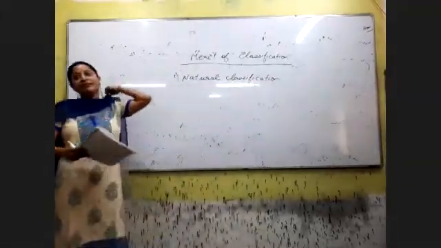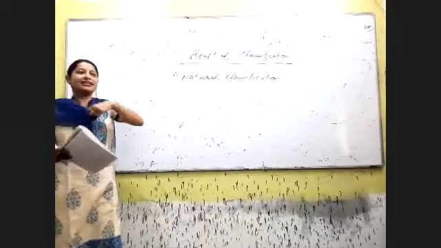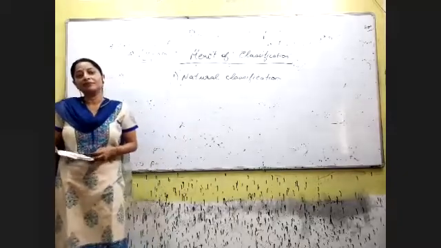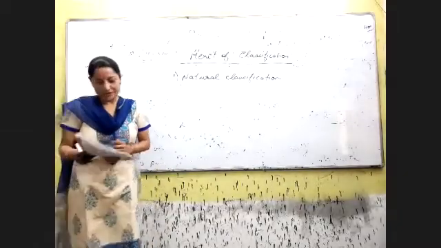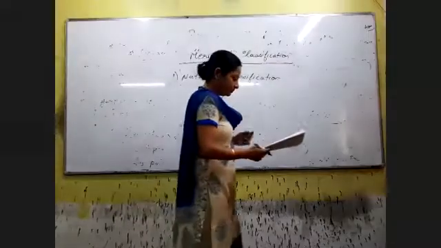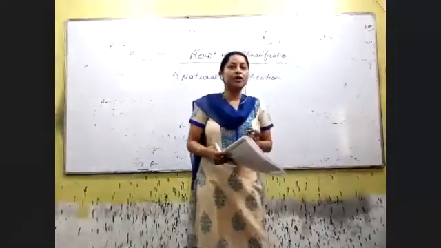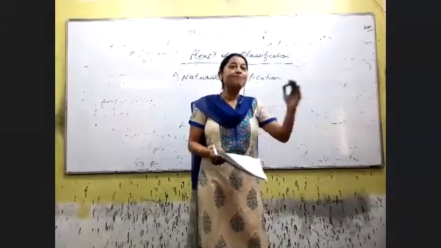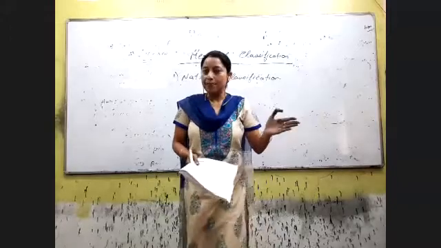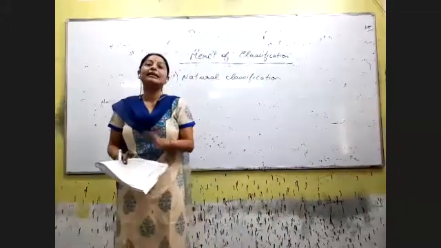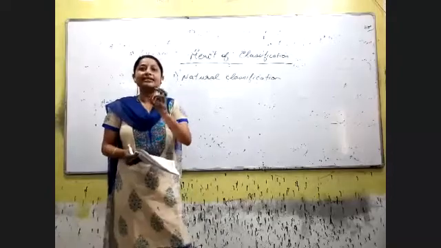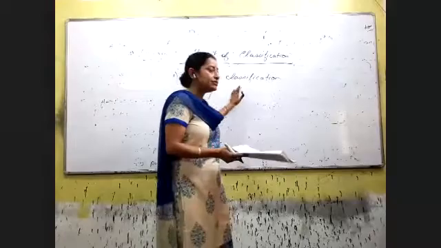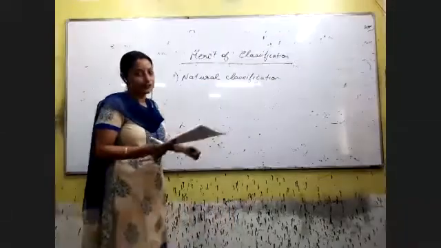What is the merit? The first merit is it is a natural classification. Why is natural classification considered as a merit? Because out of the three types of classification, artificial, natural, and phylogenetic, the simplest is artificial. Apart from artificial, the next simpler is natural, and phylogenetic is slightly complicated. So since it is a simpler type of classification, that is considered a merit, right?